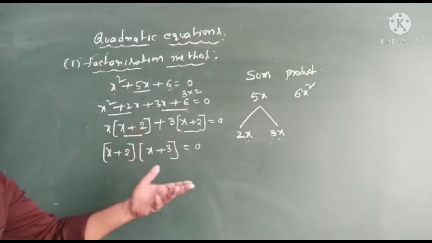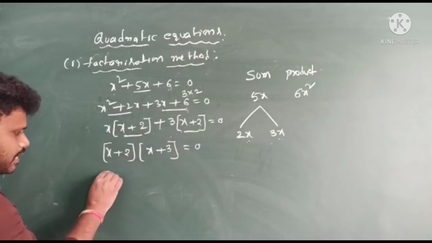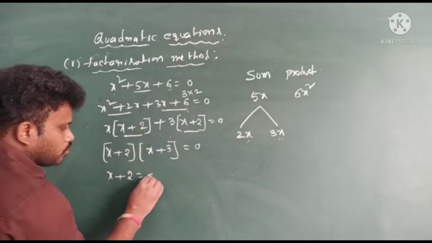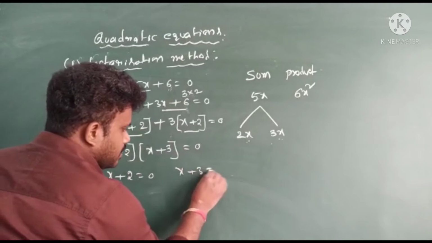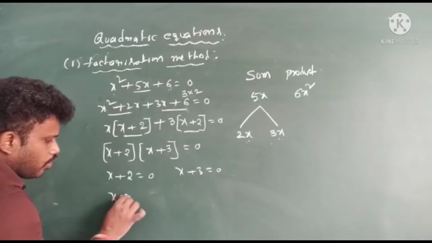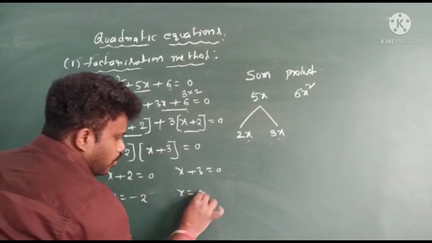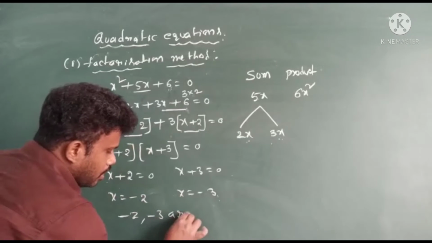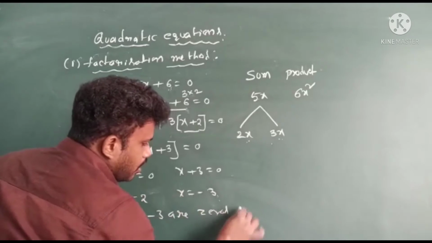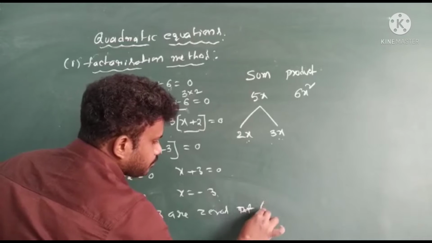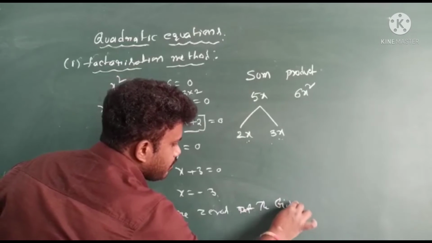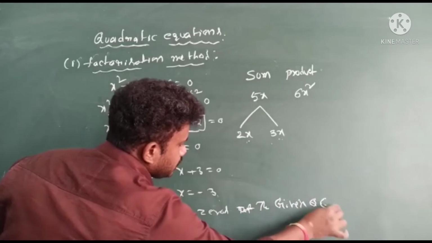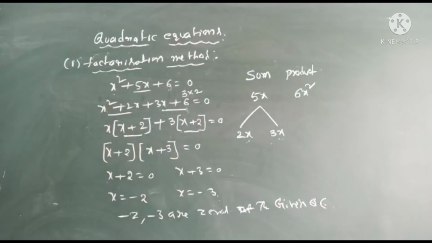We are going to get the roots of the quadratic equation. That is, x plus 2 is equal to 0 and x plus 3 is equal to 0. Now x is equal to minus 2 and x is equal to minus 3. So minus 2 and minus 3 are the zeros or roots of the given quadratic equation. So by using the factorization method, we have to solve the given quadratic equation like this.